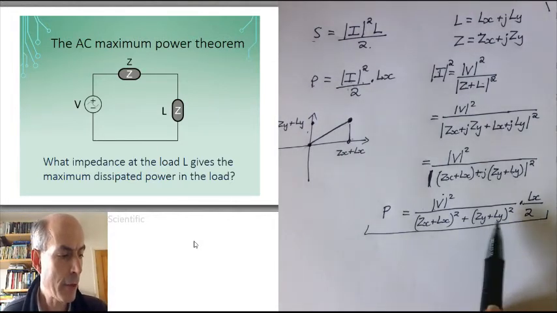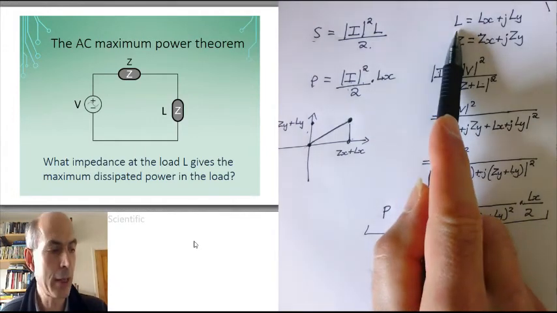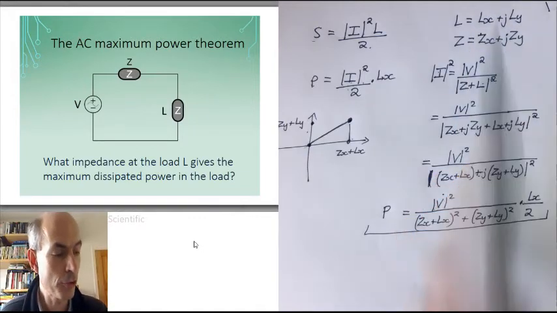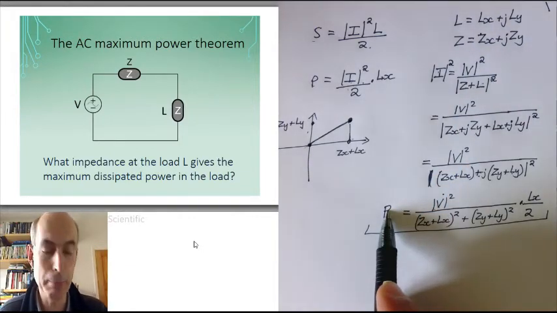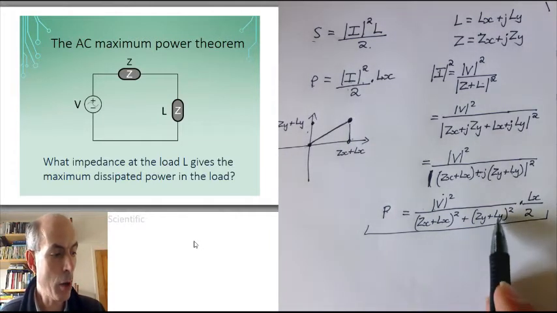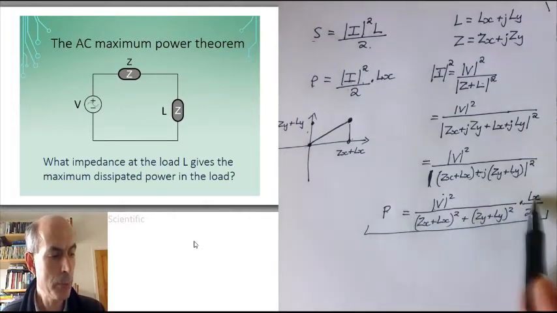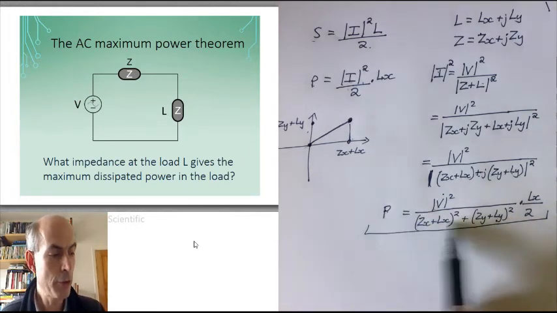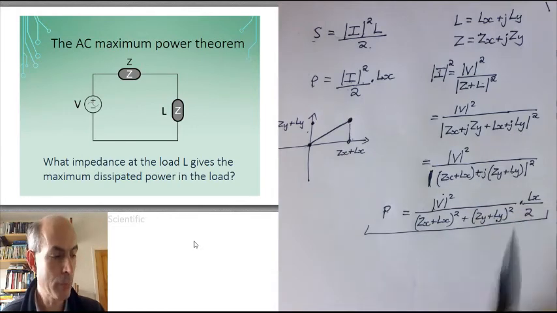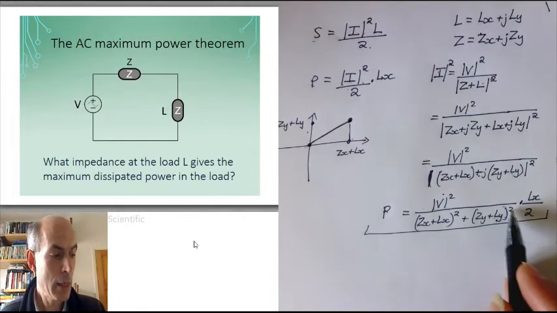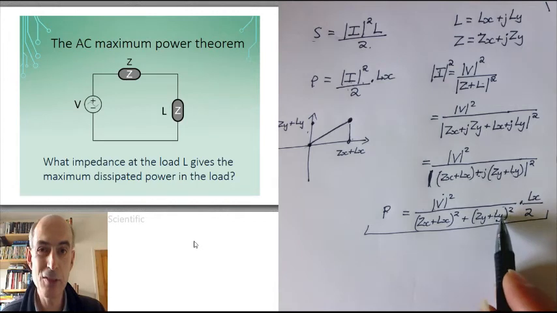How do we find a value of L, which means getting a value of Lx and a value of Ly, the real and imaginary parts, to maximize this value of P? First thing we can tell, what should the value of Ly be? Well, Ly only appears in this expression once, and it appears in the denominator there. If I want P to be as big as possible, I need the denominator to be as small as possible. This term, however, is squared, so it cannot be negative. The smallest value it can possibly be is 0.